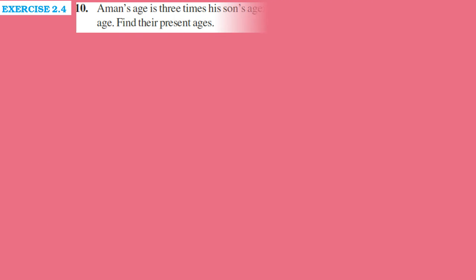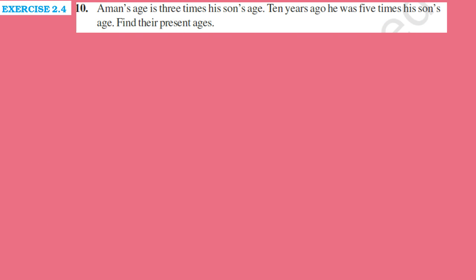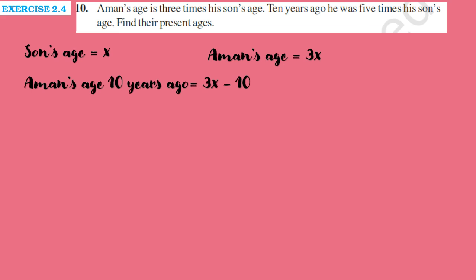Question number 10. Aman's age is 3 times his son's age. 10 years ago, he was 5 times his son's age. Find their present ages. So let son's age equal to x. Then what is Aman's age? 3x. And 10 years ago, so Aman's age 10 years ago, 3x minus 10. Aman's age is 3x now. So 10 years ago, his age is 3x minus 10. Son's age 10 years ago, x minus 10.